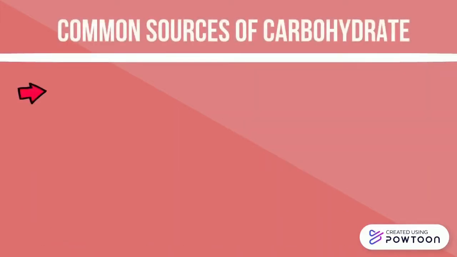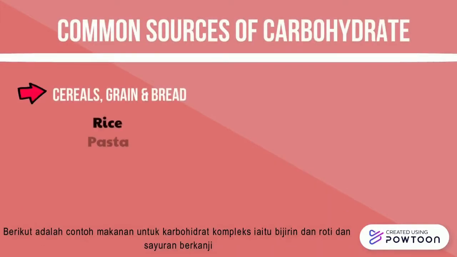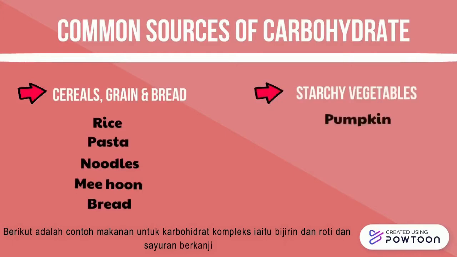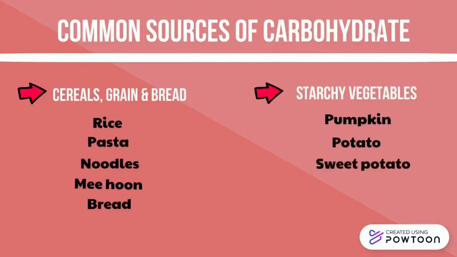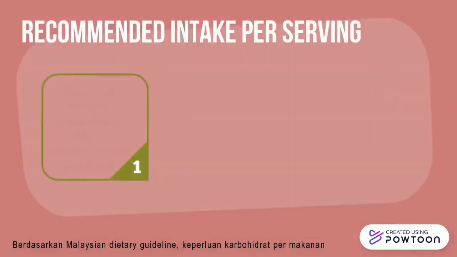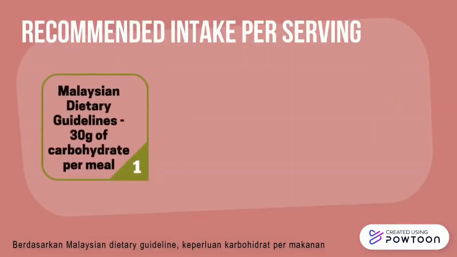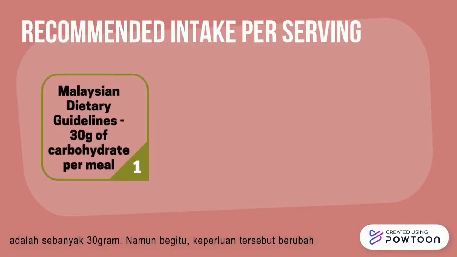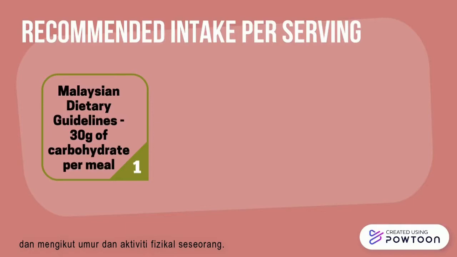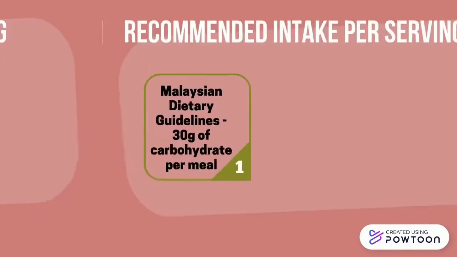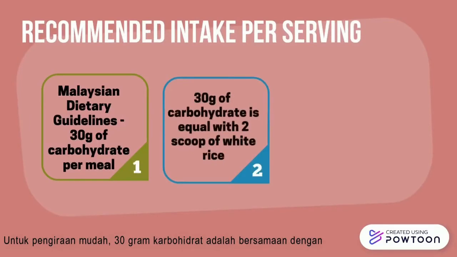This is some example of food that is classified under complex carbohydrate, which is cereal, grain, and bread, and also starchy vegetables. According to Malaysian Dietary Guideline, the requirement of carbohydrate is 30 grams per meal. However, the requirement might change depending on the person's age and physical activity levels. For a simple count of 30 grams of carbohydrate, it is equal to 2 scoops white rice.